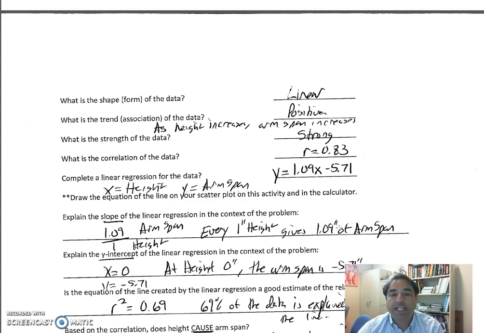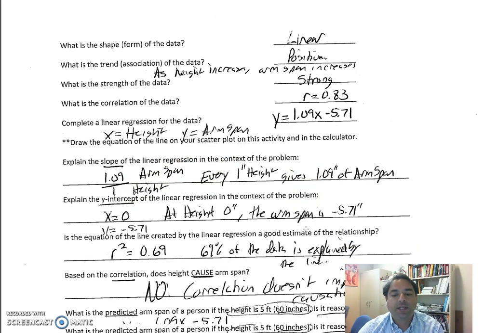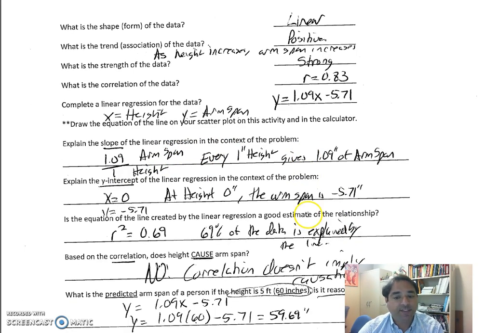Seems like it's pretty close. If they were exactly the same, we'd expect 1 over 1. But maybe there's a measurement error, or we didn't round exactly, but it is pretty close. Now, when we explain the y-intercept, it's when x is 0. So negative 5.71 is our y-intercept. X is height, so at a height of 0 inches, your arm span is negative 5.71 inches. Sometimes a y-intercept doesn't make much sense, but if the myth was true, we would expect the y-intercept to be 0.